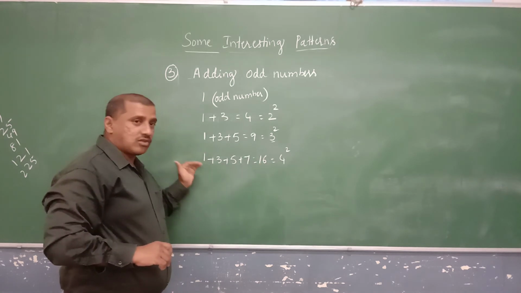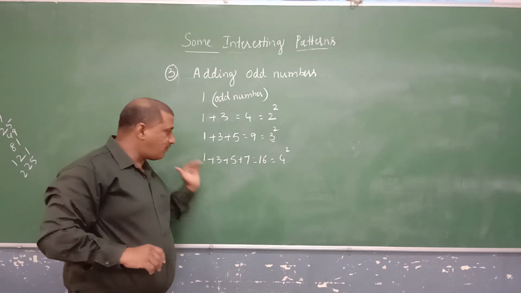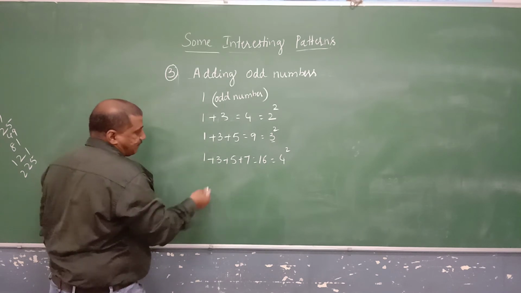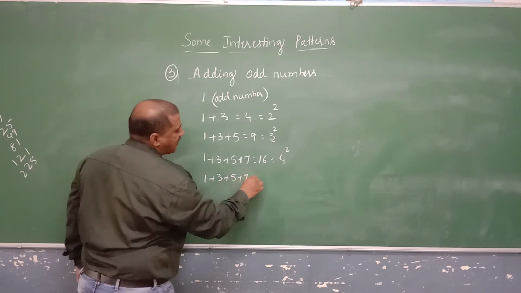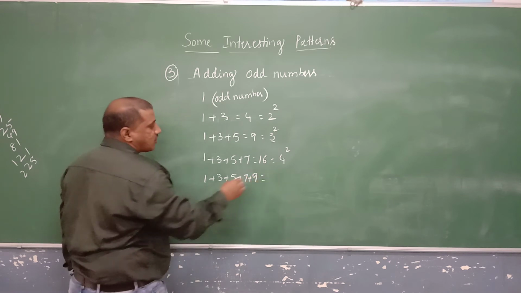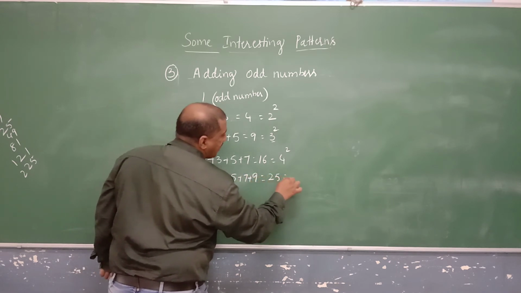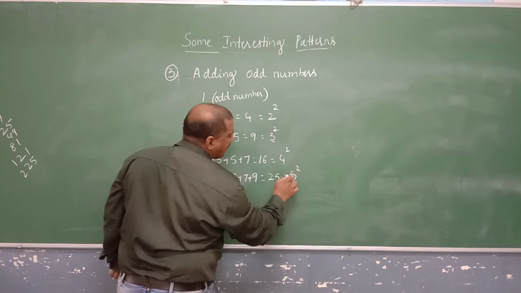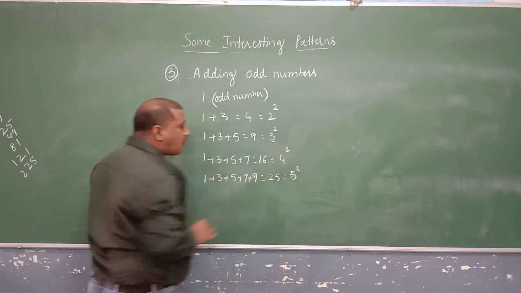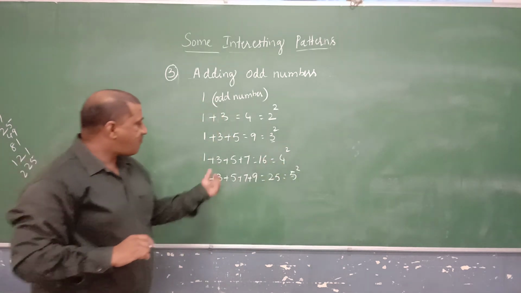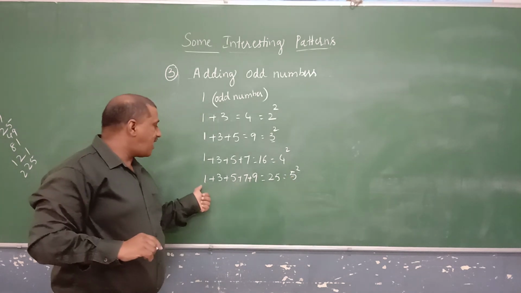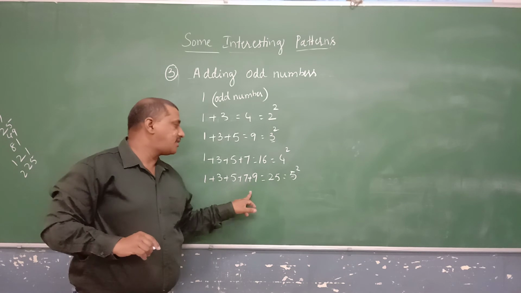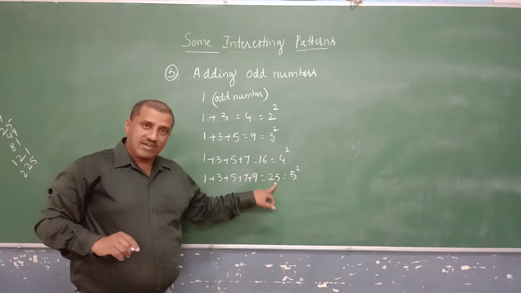Odd numbers should be started from 1. We should add from 1. Next, 1 plus 3 plus 5 plus 7 plus 9 is equal to 25. 25 is 5 square. How many odd numbers did we add here? 5 odd numbers, and 25 is the square of 5. By adding the first 5 odd numbers we get 25, which is a perfect square.